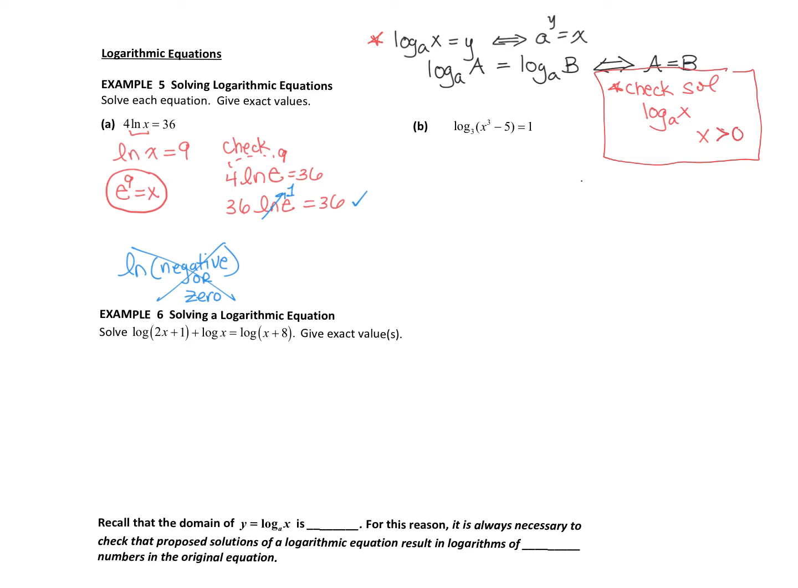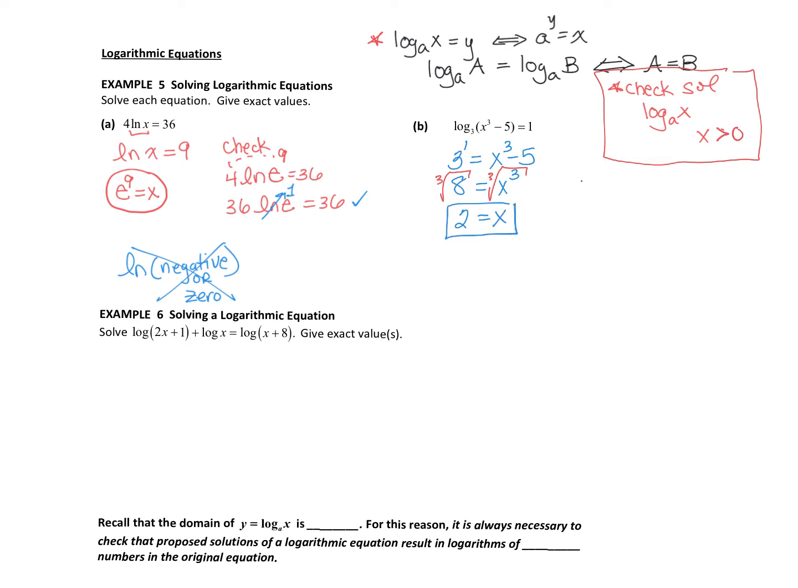Looking at our next example, it's very similar. It's already a log equal to a number, and it's isolated, so we're going to convert it. 3 to the first equals x cubed minus 5. 3 to the first, of course, is just 3, so adding 5 to each side gives us 8 equals x cubed.